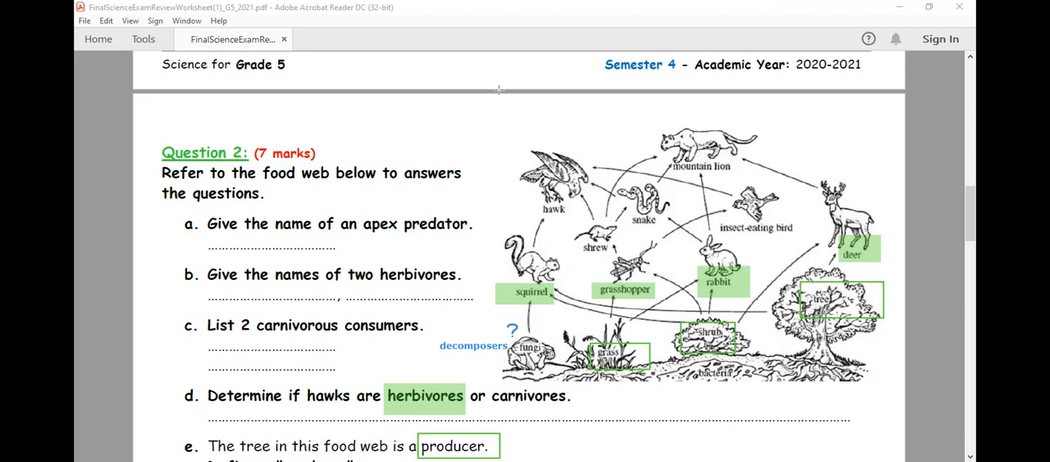Where are the apex predators? Apex predators are animals that are not consumed by any other animal. The hawk and the mountain lion.